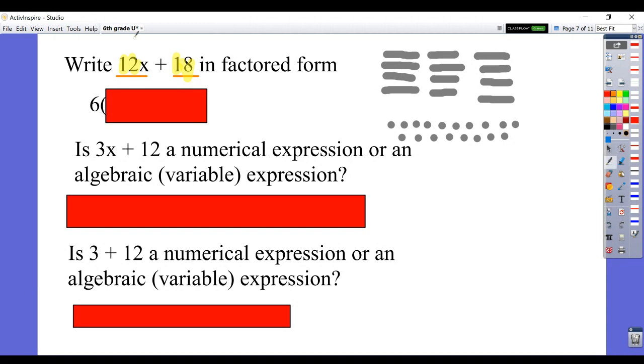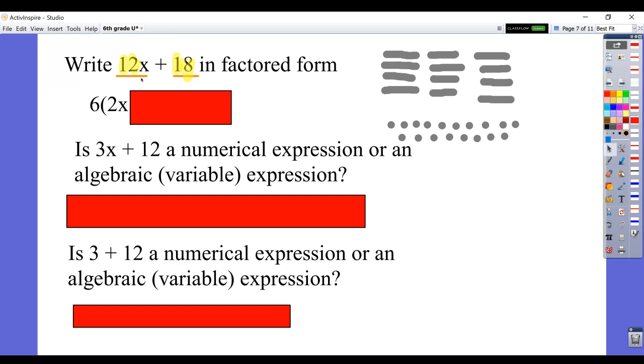So the question is, if we take these 12x and divide them into 6 groups, what will be in each group? Well, if we have 12 x tiles and we divide into 6 groups, each group will contain 2 of those x tiles. And then if we take our 18 unit tiles, which again, are really pitiful looking unit tiles, and we divide those into 6 groups, because again, they're going to be matched up with some of the x tiles.